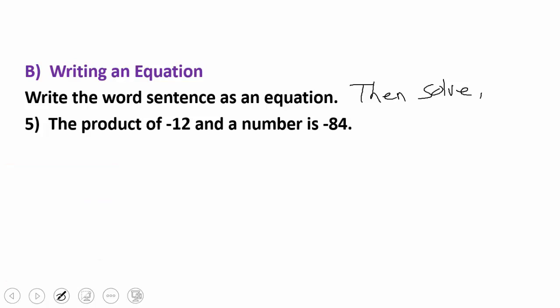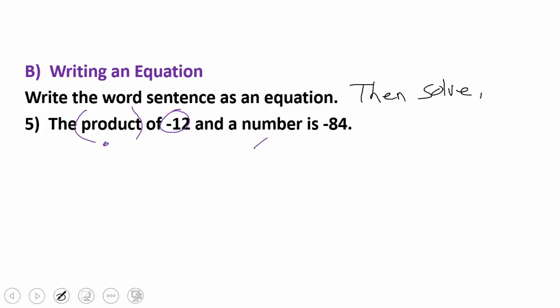Now, ladies and gentlemen, in the examples that we're doing right now, we're just starting out writing word sentences as equations. They're going to make it a little bit more straightforward because it's usually going to be written in the order that your math sentence will be written. All right, so when I think about this, as I mark my text, it says the product. I know product is the answer to a multiplication question of negative 12 and a number. Ooh, they didn't give me what letter represents that unknown number.